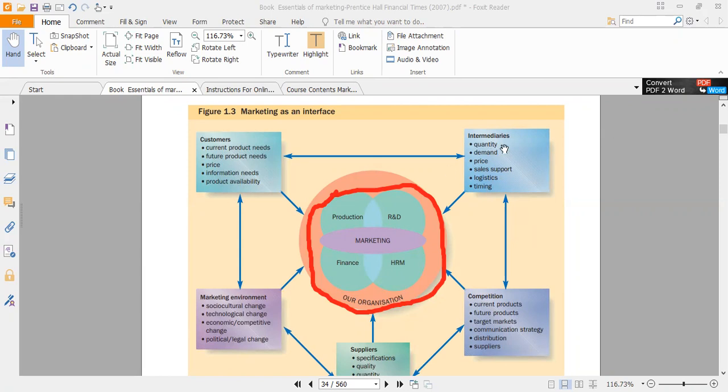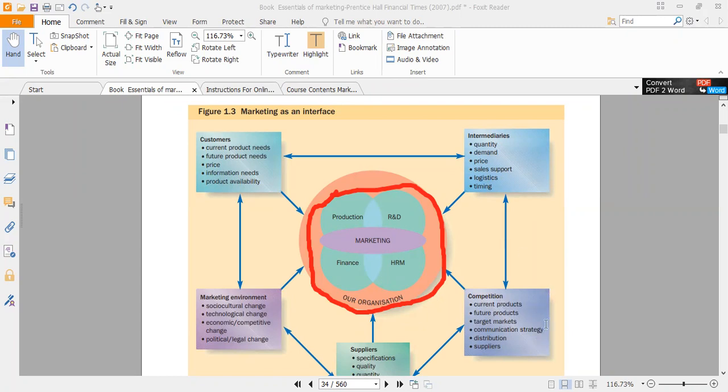So what quantity, what demand, what price, what sales support, what logistics, what timings, all these people need to make sure of the quantity, the demand, the price, the support. Logistics is another name for transportation, right? And timing. So all intermediaries would be coordinating with your marketing department, people from sales and marketing, to make sure all these things happen on time.